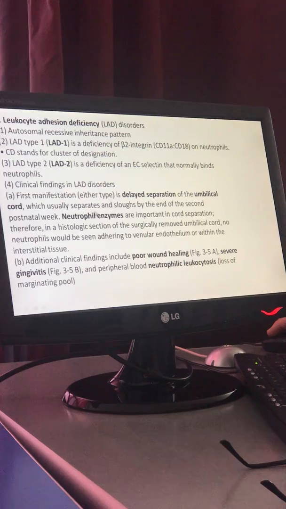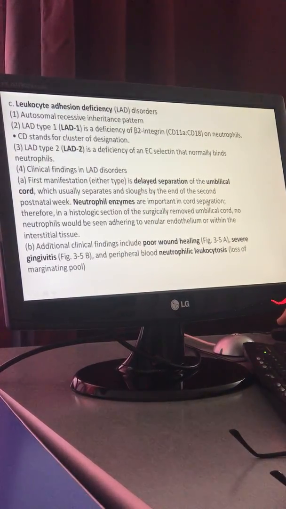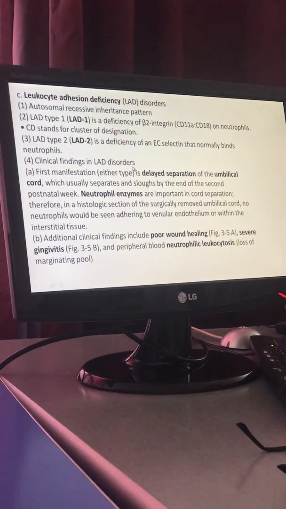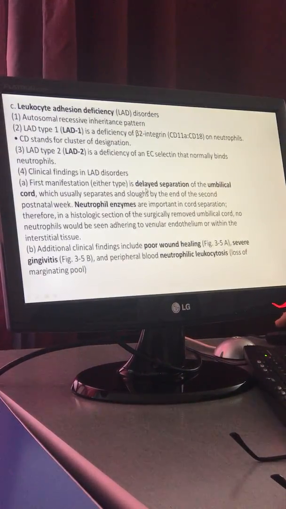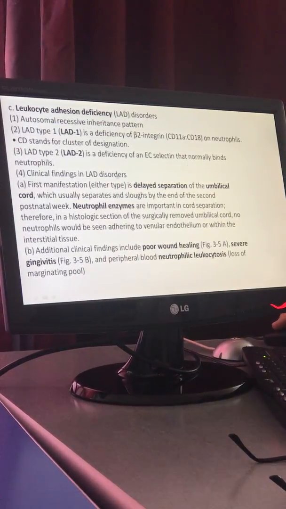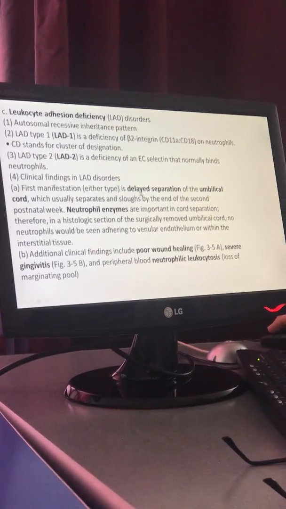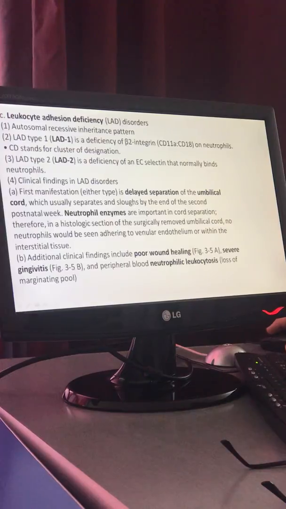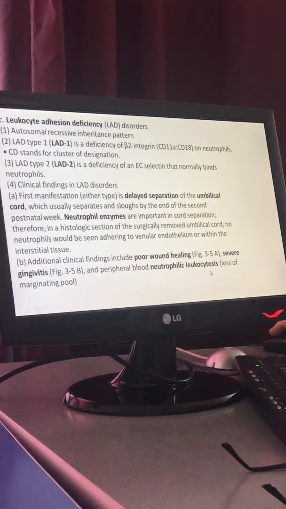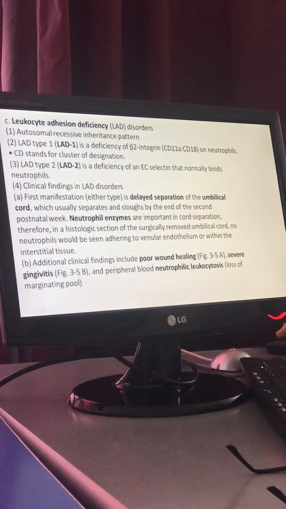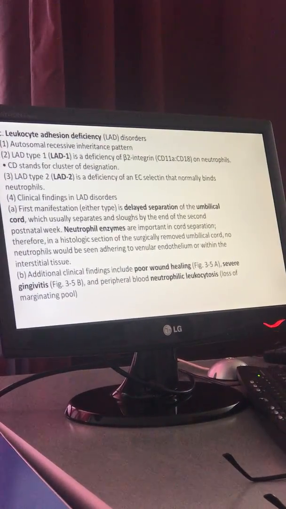Why? This separation is due to neutrophil enzymes. There are some enzymes in neutrophils that are important in cord separation. In this leukocyte adhesion deficiency, due to lack of adhesion and transmigration, there are no neutrophils near the area of umbilical cord to use their enzymes for separation. So the first manifestation of either type 1 or 2 is delayed separation of the umbilical cord. Other findings are poor wound healing, severe gingivitis, and peripheral blood neutrophilic leukocytosis. Leukocytosis means increased number of leukocytes of the neutrophil type, because margination has a problem and most of the cells stay in the center of the vessel.